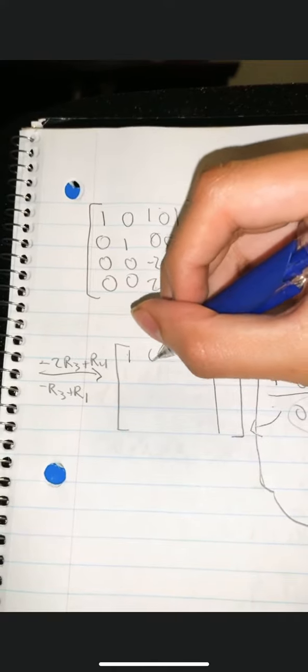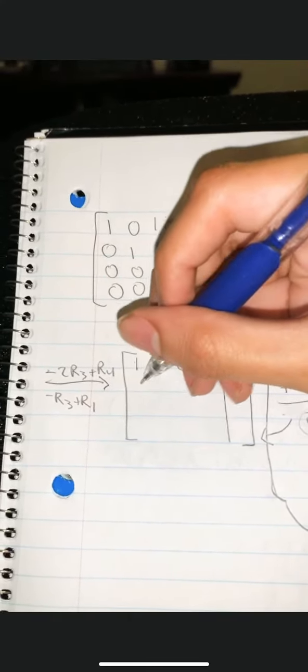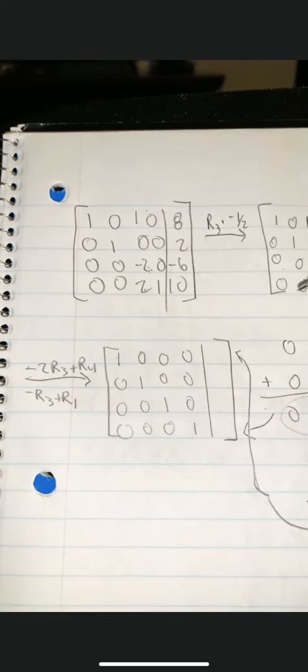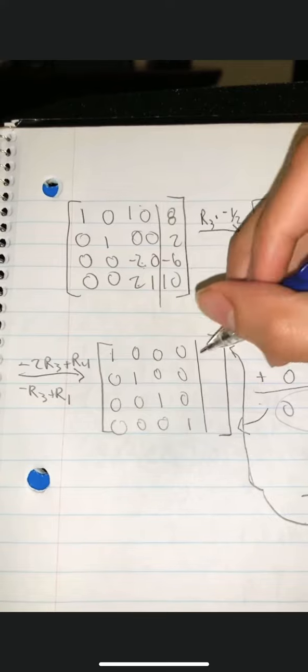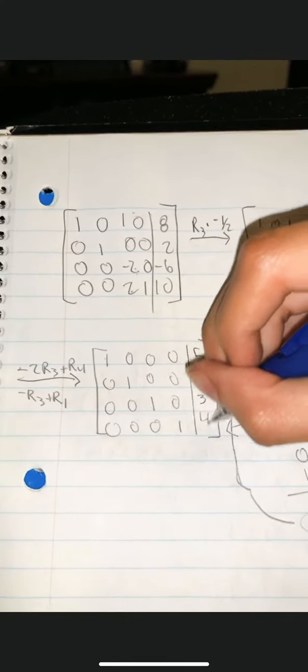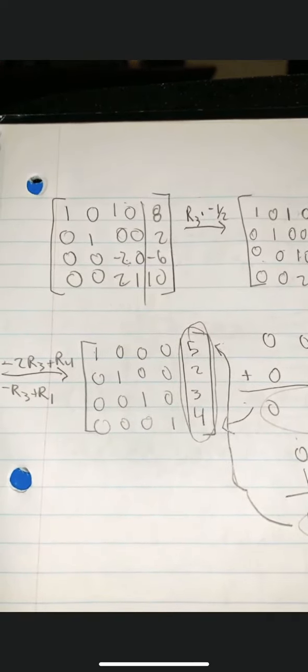So now I'll write our final matrix, which will look like this. Right, so 1, 0, 0, 0, 0, 1, 0, 0, 0, 0, 1, 0, 0, 0, 0, 1. Right, and then our final answer, 5, 2, 3, 4. This is our final answer.